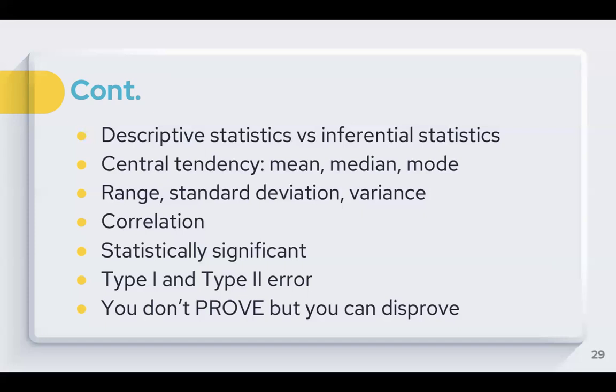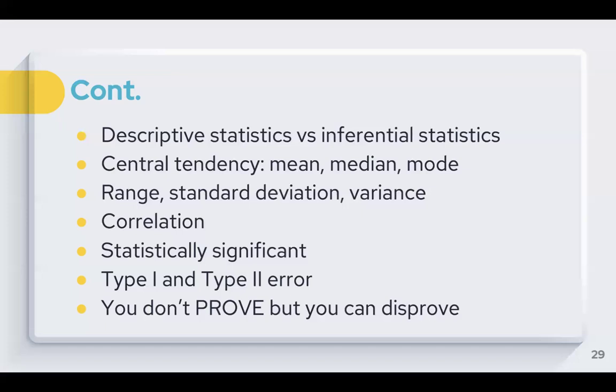Descriptive statistics include measures of central tendency. What is the middle of things? Central tendency would include the mean, the median, and the mode. It also includes the range. What's the low value and the high value? And it includes the standard deviation and the variance. We're going to spend more time on this later, but I would encourage you to get comfortable with those definitions.